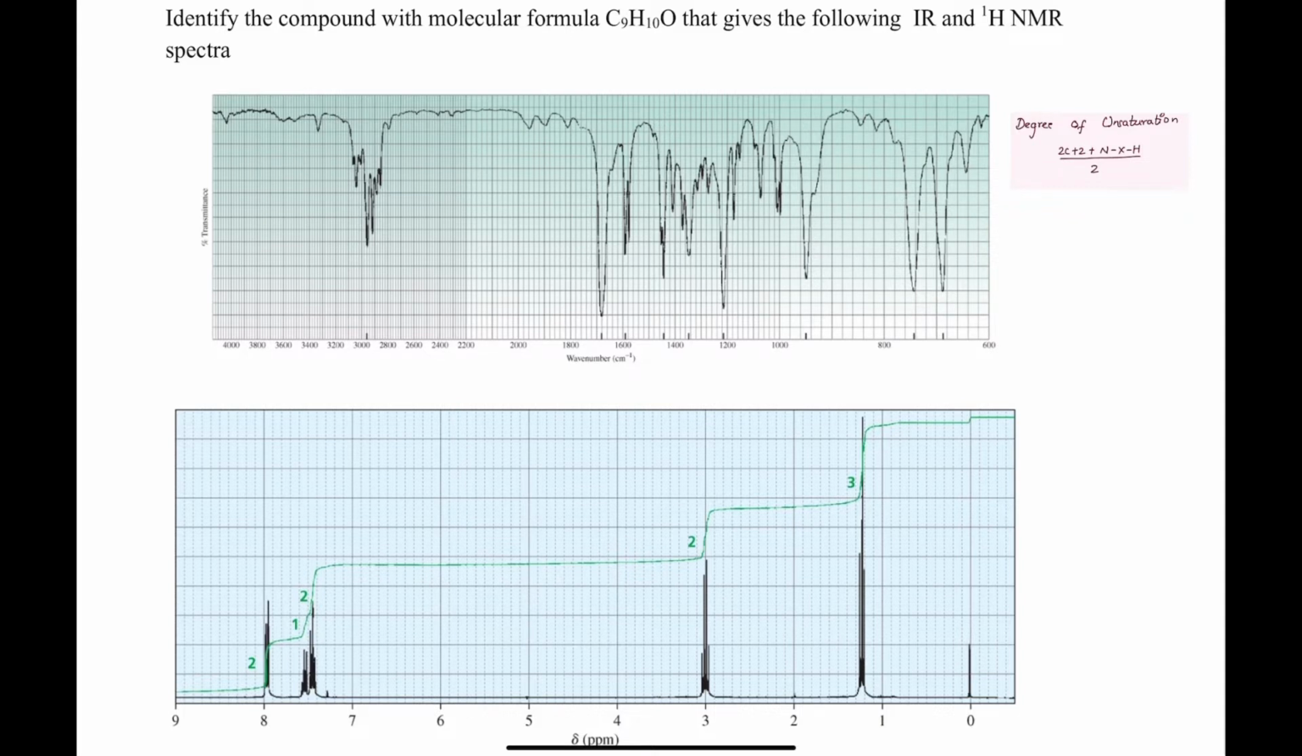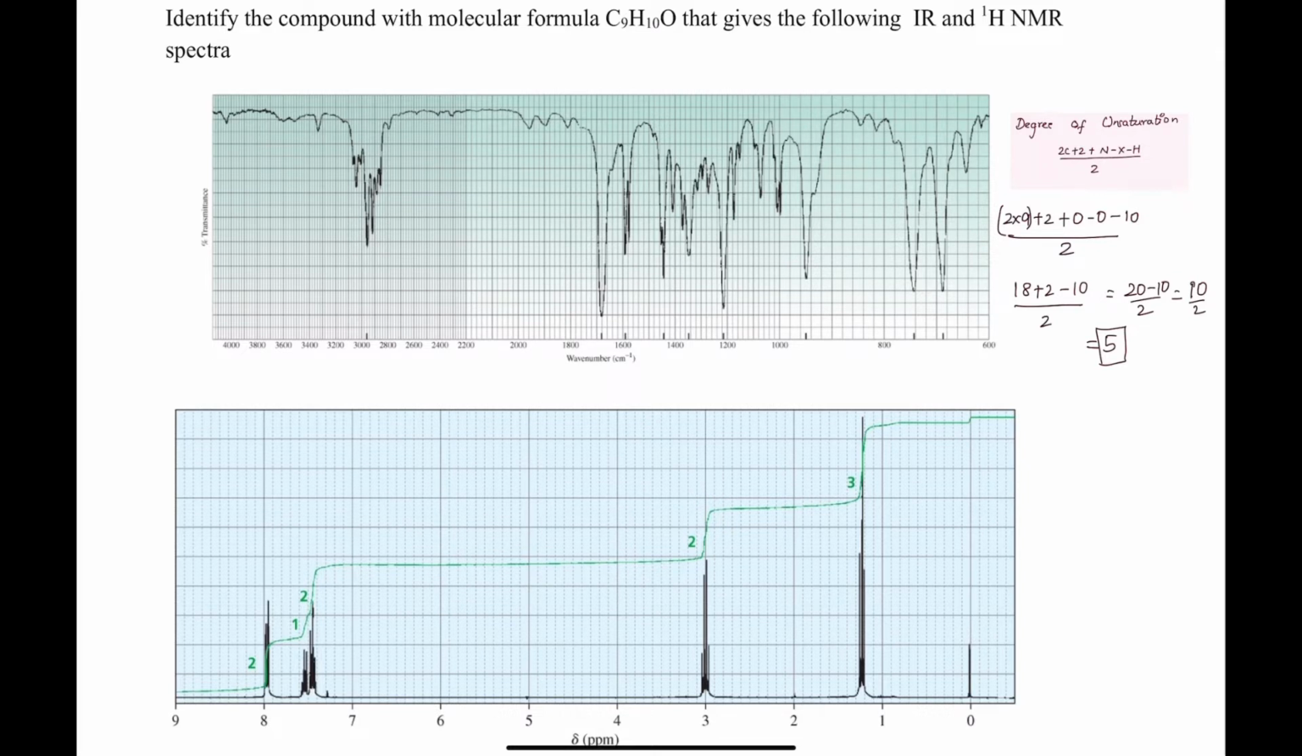So let's get started. There are a total of 9 carbons, so 2 times 9 plus 2. There are no nitrogens in this compound, so that's 0. And the number of halogens is also 0. And the total number of hydrogens in this compound is 10, so that's divided by 2. So it's going to be 18 plus 2 minus 10, divided by 2. So it's 20 minus 10 divided by 2. So the degree of unsaturation here is 5, which means it could be a mixture of double bonds, triple bonds, or even aromatic rings.